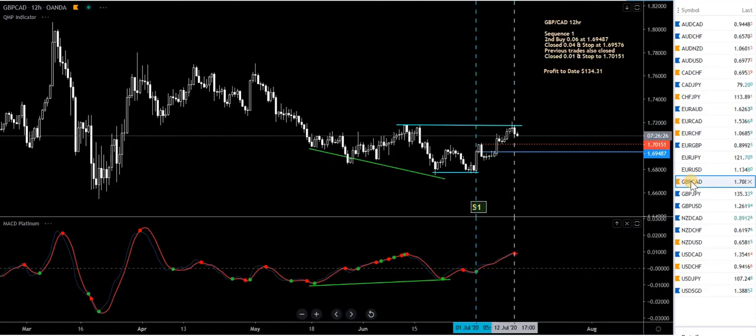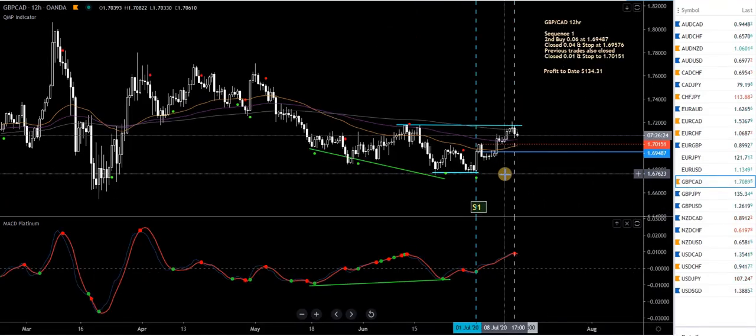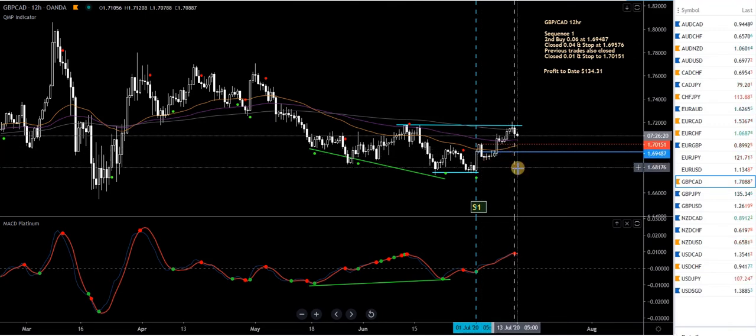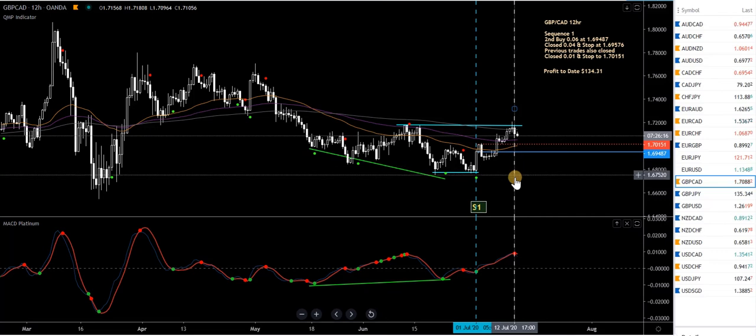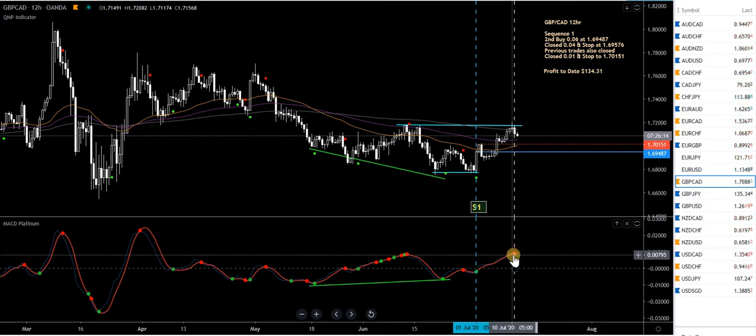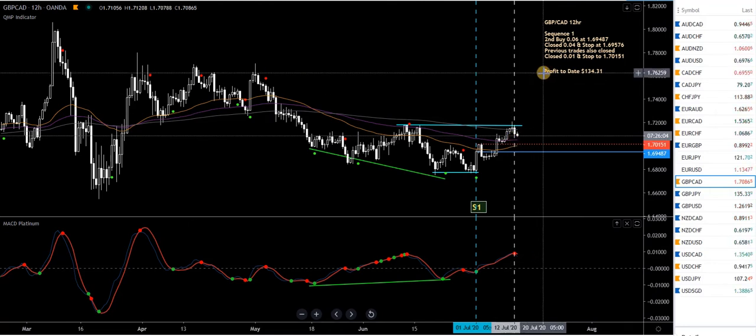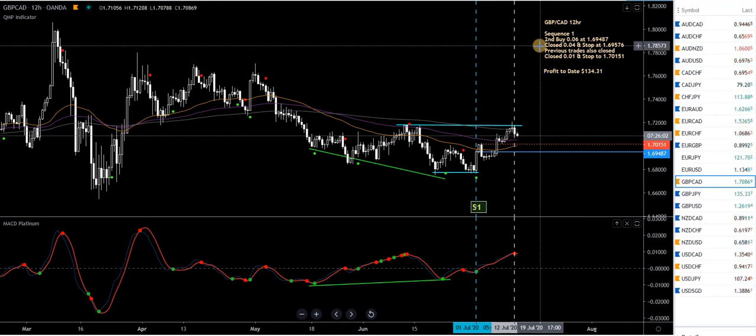Pound CAD in a buy trade here, and this grey vertical line is a warning line. I've got a red dot on the MACD Platinum above the 0 level, which means I'm getting closer to a possible sell trade. So the warning line goes on there, and I take some action on my current buy trade.